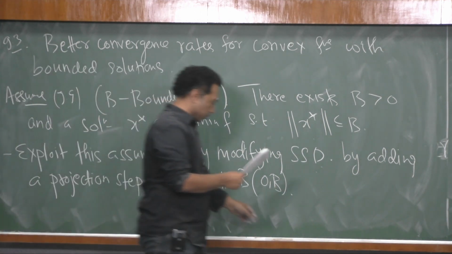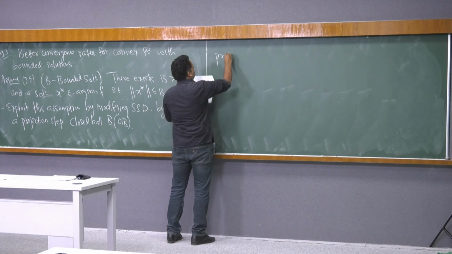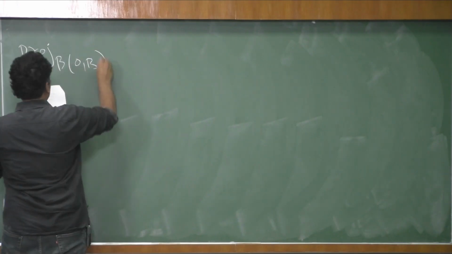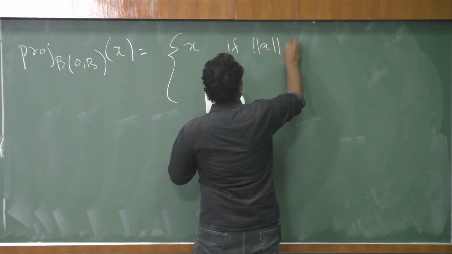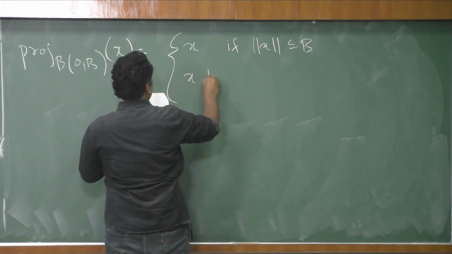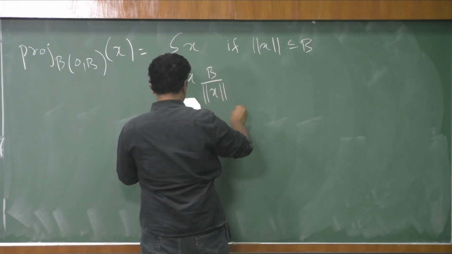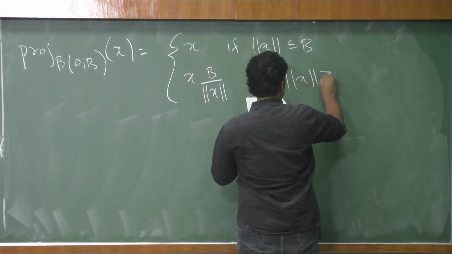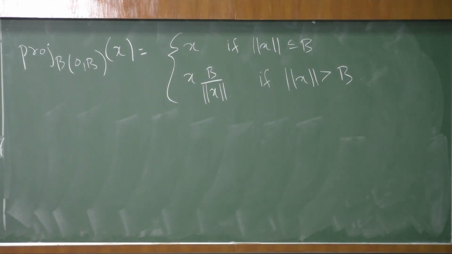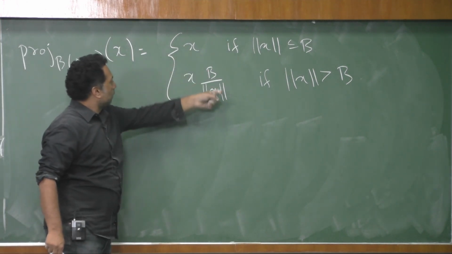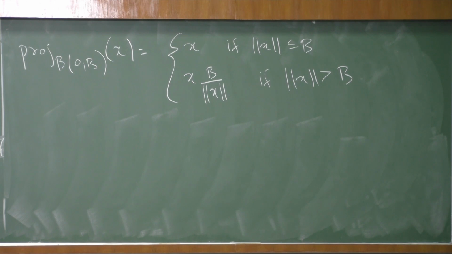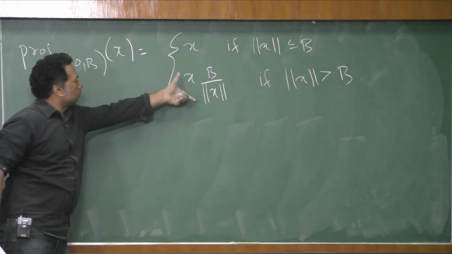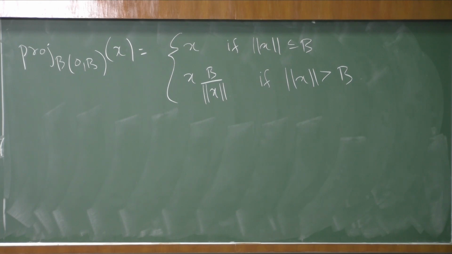So this projection operation will be defined like this. This is the projection onto B(0, b) of a vector x, and this is x if it's already in the ball, if the norm of x is already less than or equal to b, then I don't have to do anything. If not, then I will normalize it like this if norm x is greater than b. As you can see, if the norm of x is greater than b, then if I take the norm of this, the norm gets cancelled and is less than or equal to b. So the projected x is ensured to be in the ball B(0, b).